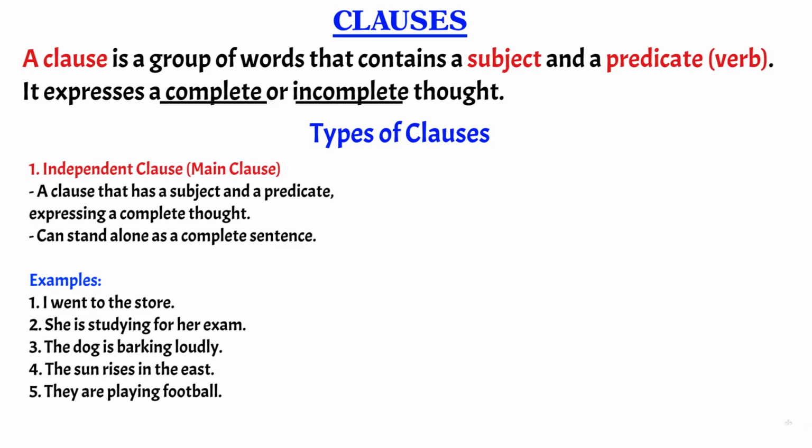1. Independent clause, or main clause. This is a clause that has a subject and a predicate and expresses a complete thought. It can stand alone as a complete sentence.